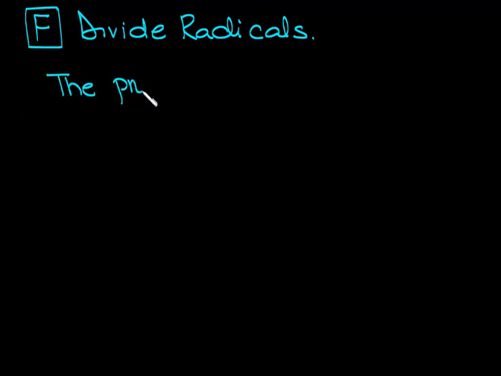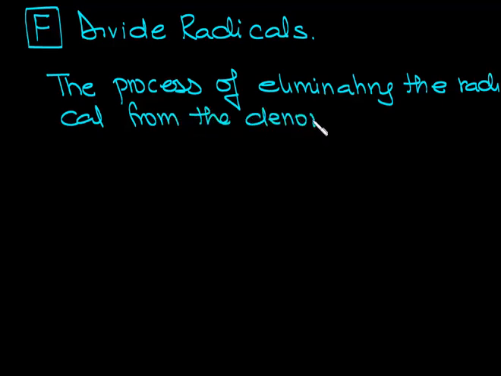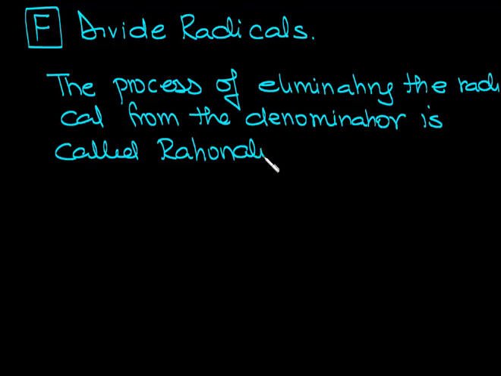The process of eliminating the radical from the denominator is called rationalizing. So rationalizing is just the process of getting rid of the radical from the denominator.